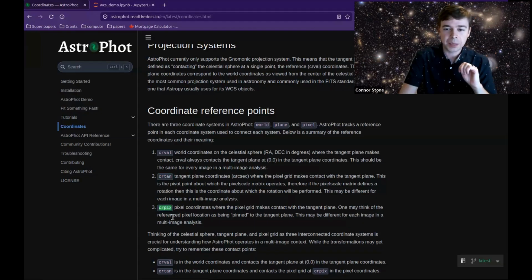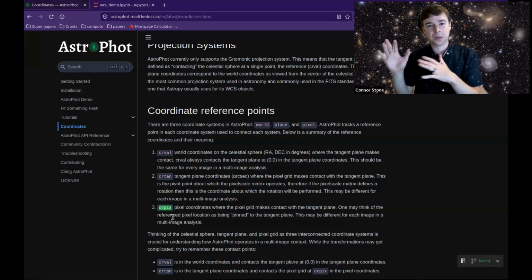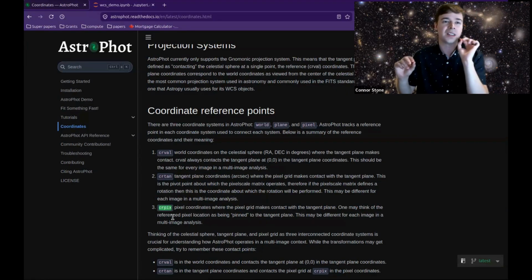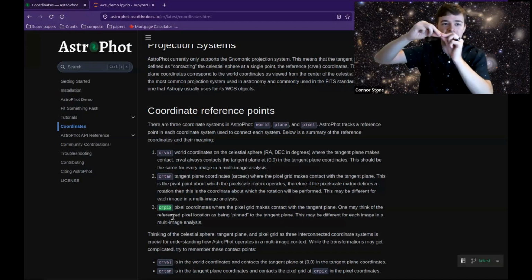Finally, there's CR pix. So this is the anchor point in the pixel coordinates. And CR pix is a coordinate in the pixel plane that corresponds directly to CR tan in the tangent plane. So you can think of the two as being pinned together.